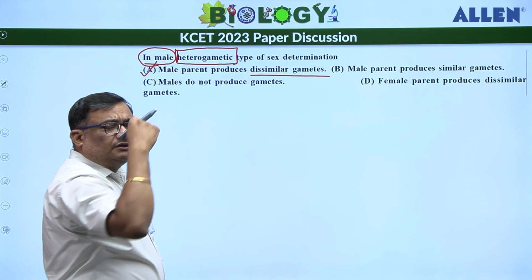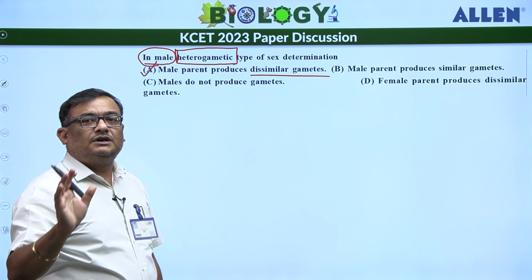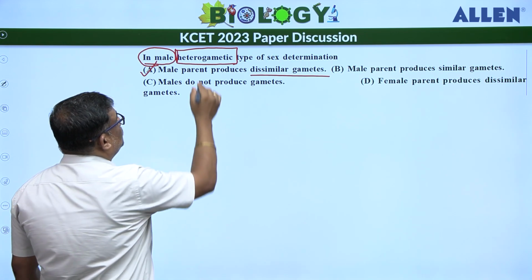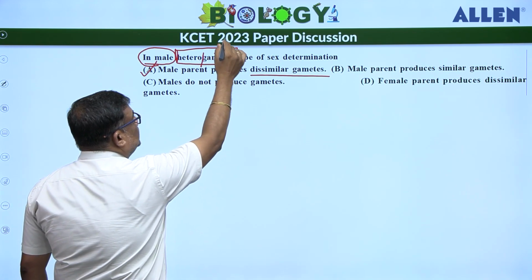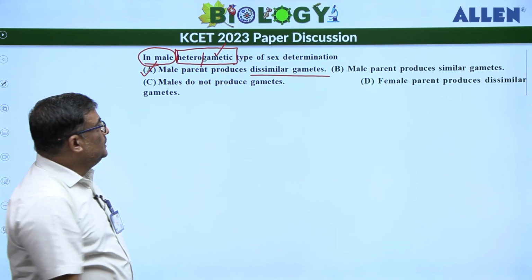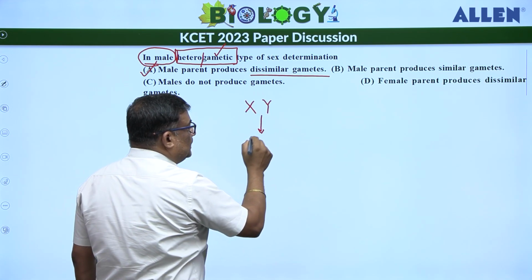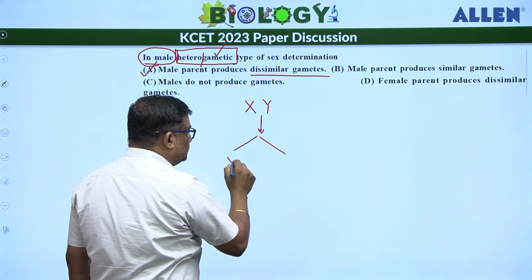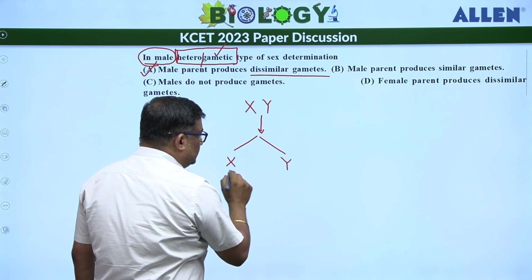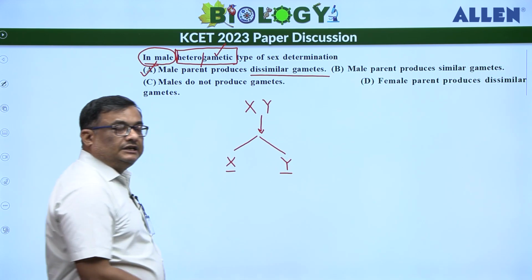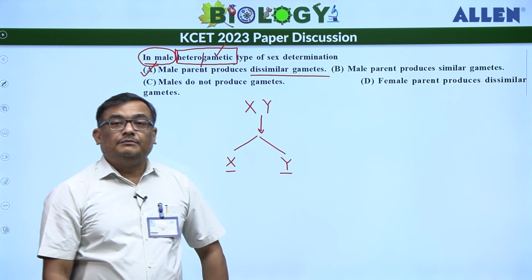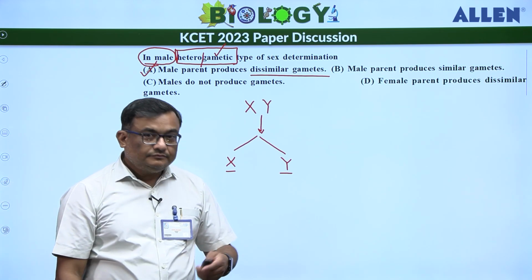See, if you look at the word itself, the word is explaining the question itself. Hetero means different types of gametes. And you know that with X and Y, when you make the gamete, two types of gametes are possible, X and Y. These two are totally different. That is why it is termed heterogametic conditions.